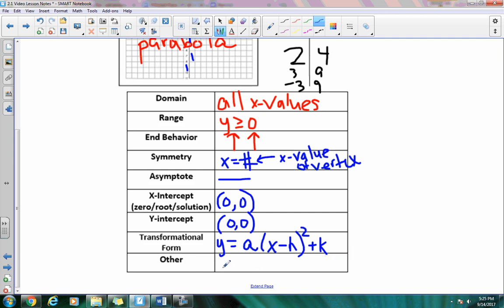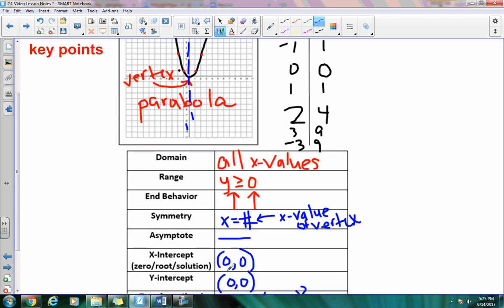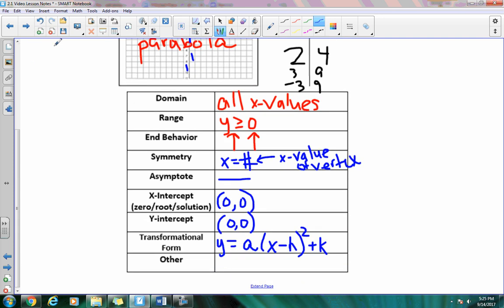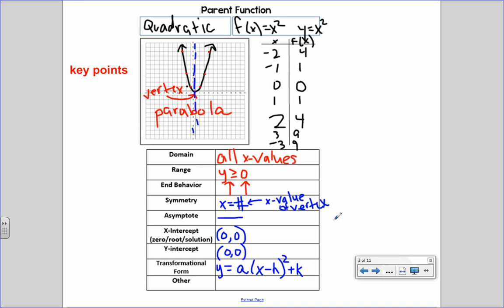Other stuff, not that I can think of right now. We already talked about the name of the shape is a parabola and the vertex, and then the line of symmetry going through that vertex. Okay. Boom. So there is your parent function sheet for a quadratic. Remember, these red points are the key points that I'm going to be referring to in these upcoming examples.